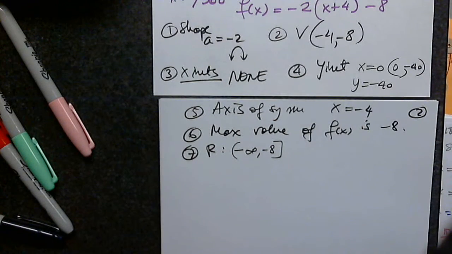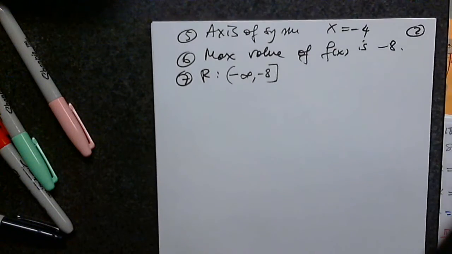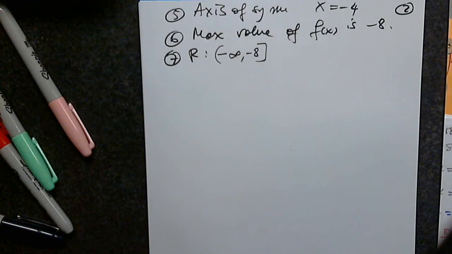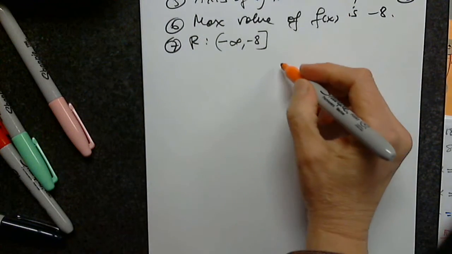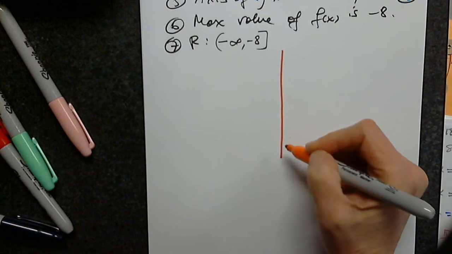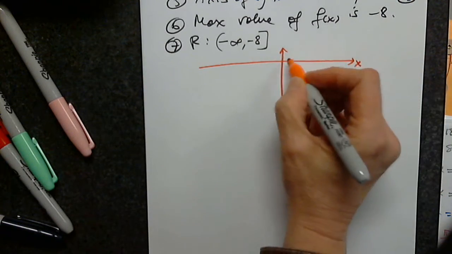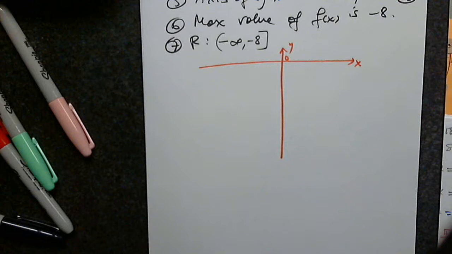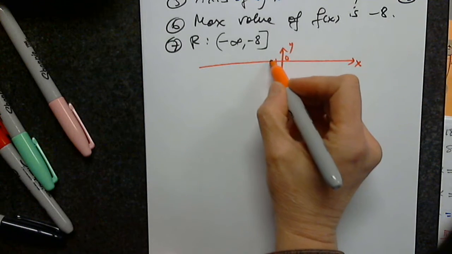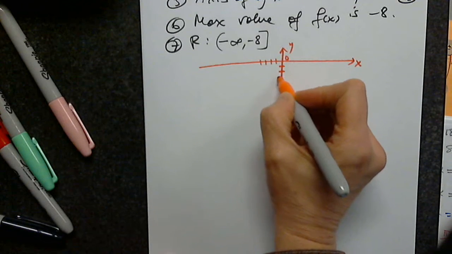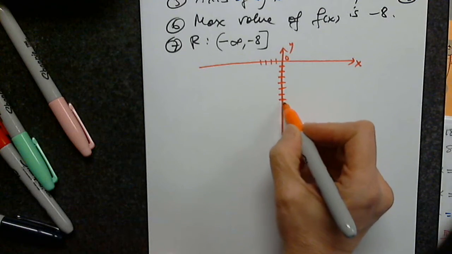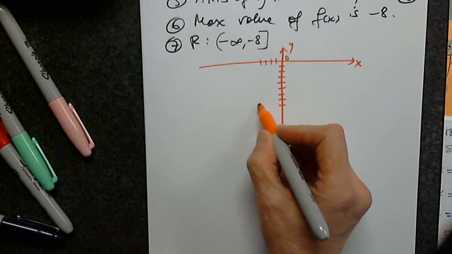Very good. So let's graph the function. How do I graph this function? What do I start with? Of course. Look what I do. Because I know where the vertex is. I don't care for the top. So you said negative 4, negative 8. 1, 2, 3, 4. 1, 2, 3, 4, 5, 6, 7, 8. Right here.